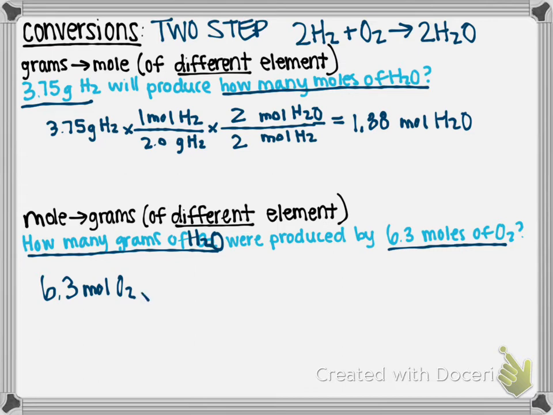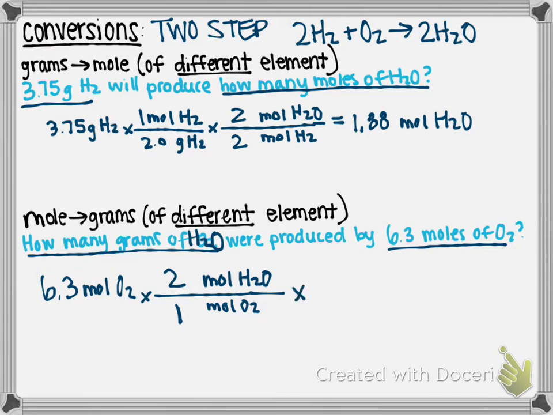Set up your conversion. What you start with has to go on the bottom, so mole O2 on the bottom. Here we need to do a mole to mole ratio. So we need to go from moles O2 to moles H2O so that we can finally get to grams of H2O. When you have moles over moles, you use your coefficients. And your coefficient in front of H2O is a 2 from your balanced equation. And the coefficient in front of the O2 would be 1.